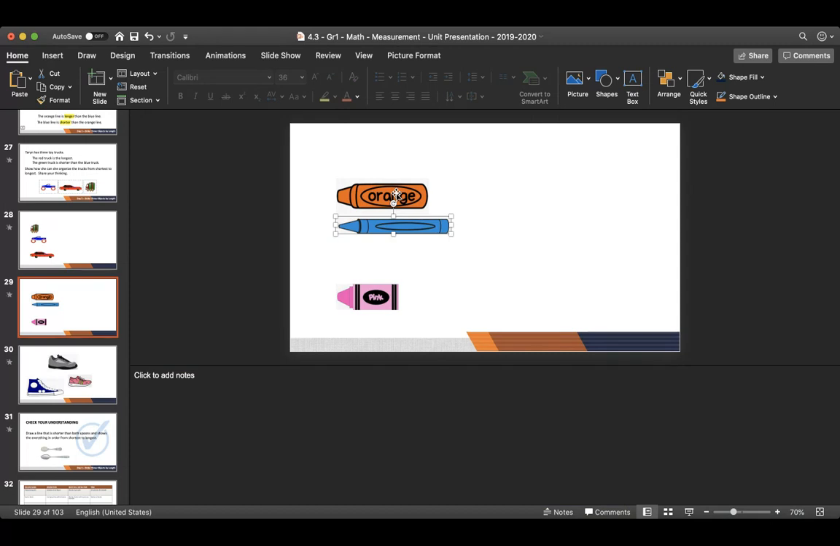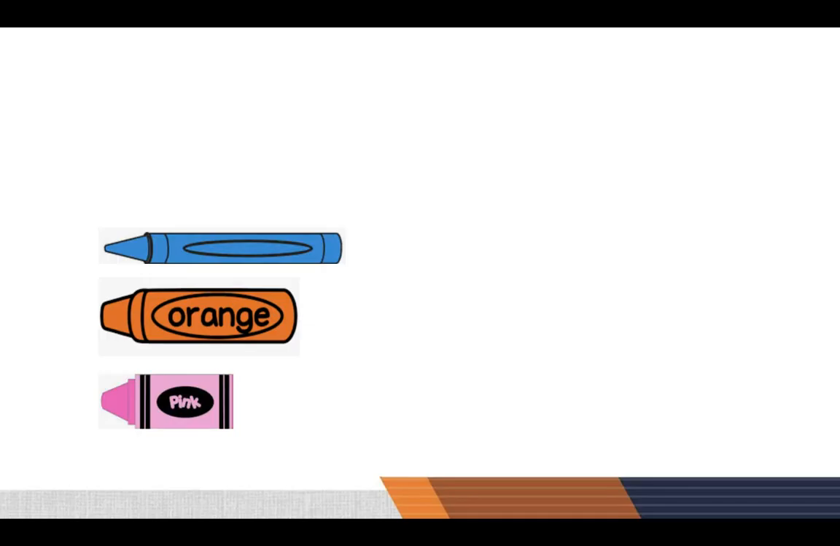So we can actually show this from longest to shortest this time. Now that we have them lined up over on this edge, we compared two crayons at a time. We see that blue is the longest, followed by orange, and then pink is the shortest.